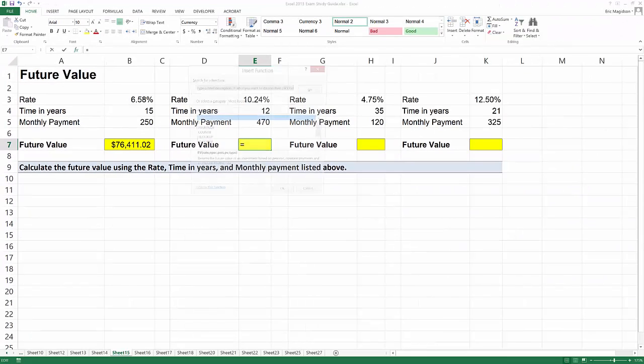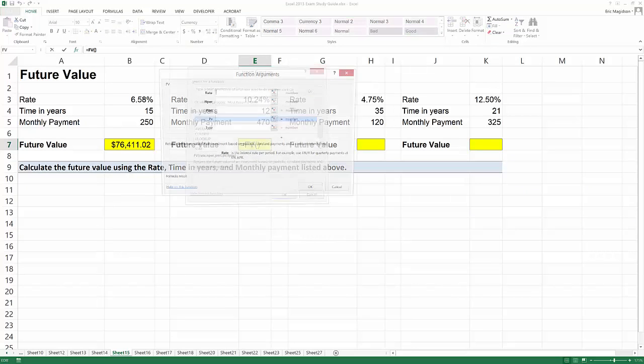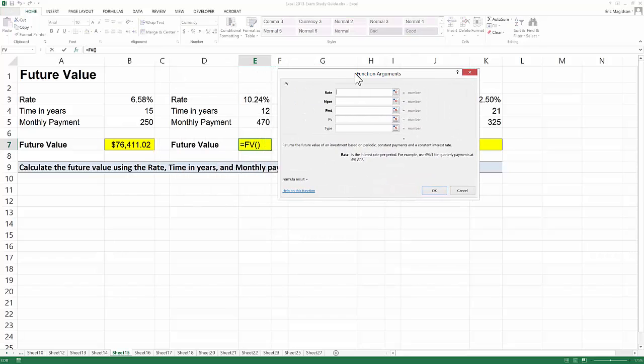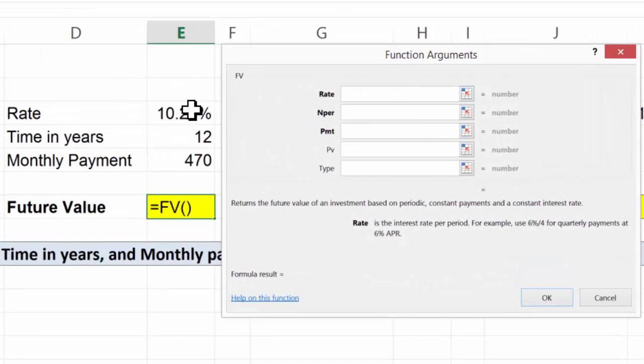So I'll just quickly do one more. I'm going to come up to more functions. I'll choose the future value function, and I'll move it off the data that I'm working with. So in this case, the rate is going to be 10.24%. Again, I'm going to divide that by 12 because I'm dealing with monthly payments. Remember, if we were dealing with quarterly, we would divide by 4. If we were dealing with 2 payments a month, we might divide by 24. So there's a couple examples.